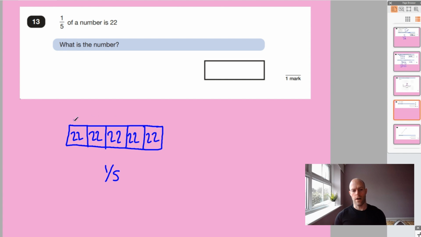And then we go, you've got 5 lots of 20 is 100. 5 lots of 2 is 10. So the answer is 110.